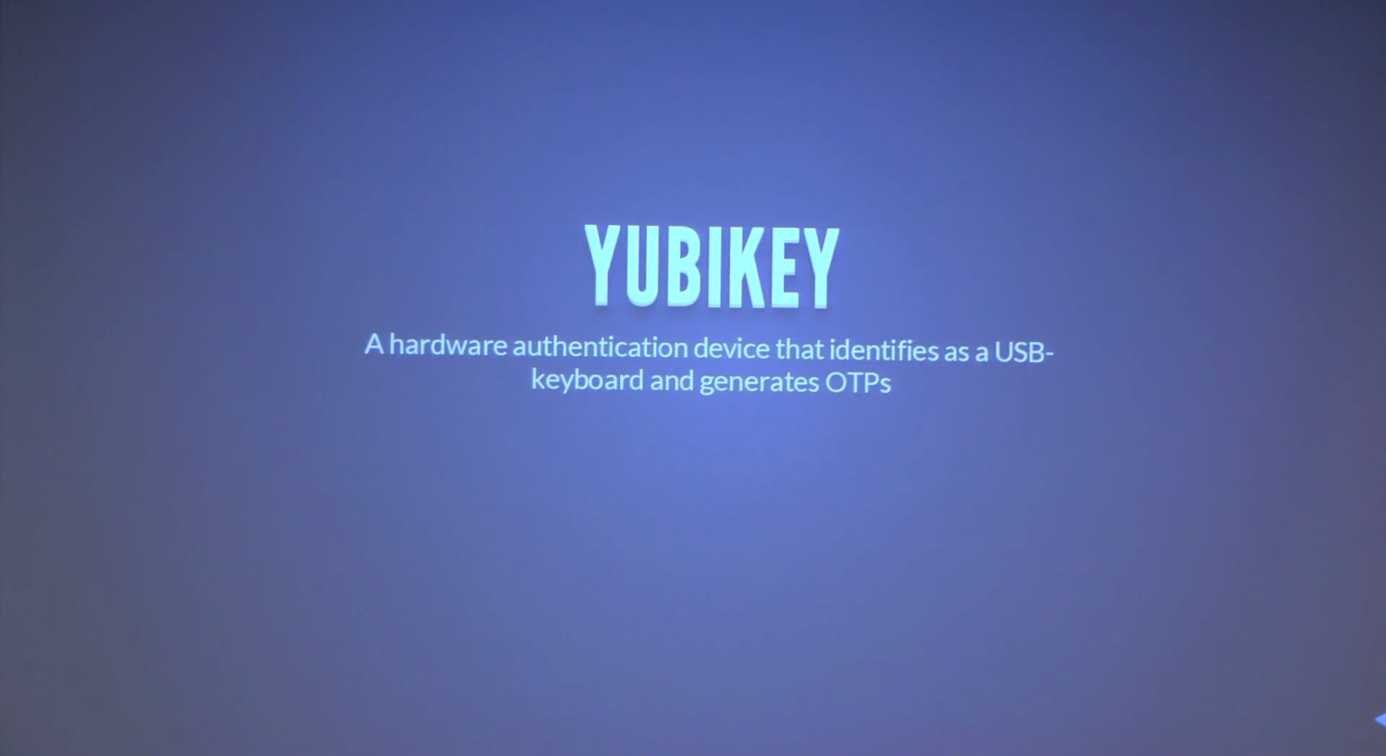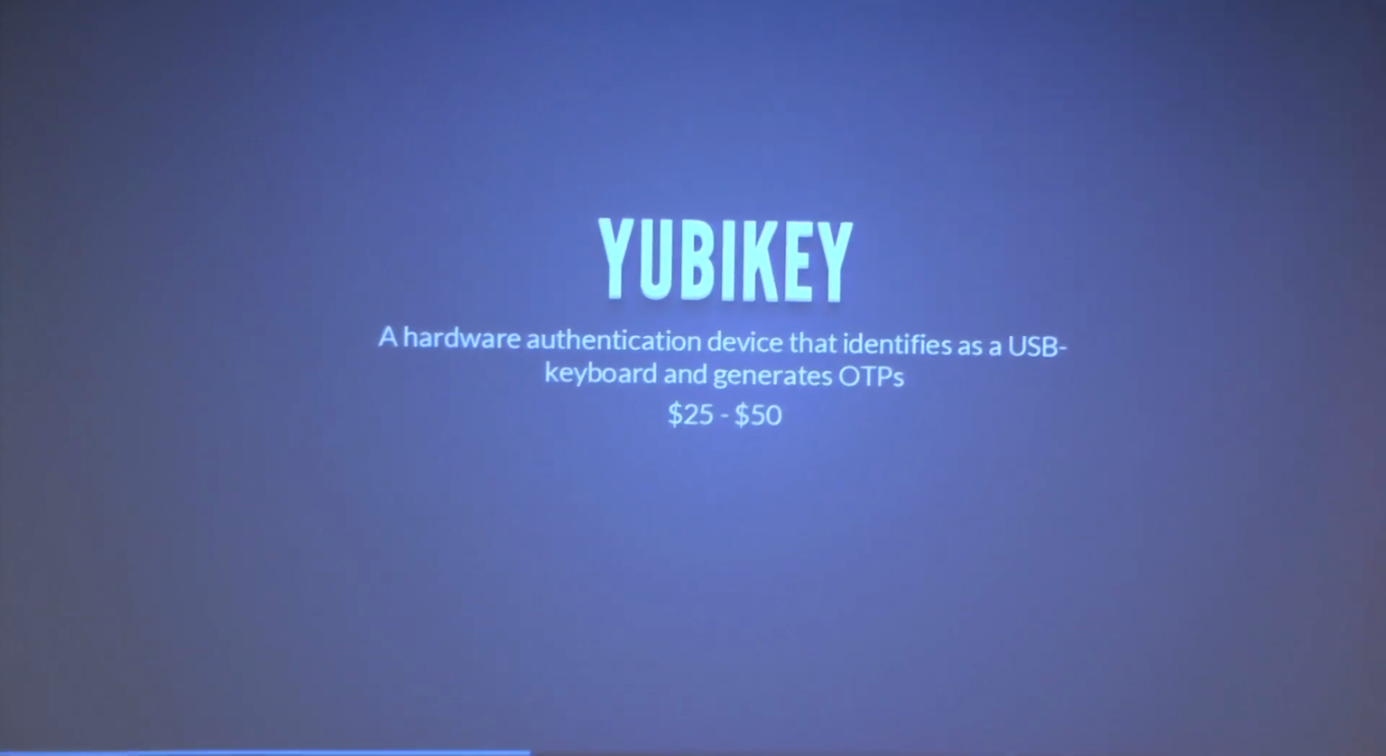So first up we have the YubiKey, which is a hardware device that you plug into your USB slot and it identifies as a keyboard. They range from about $25 to $50, depending on what you get. There's a standard, which looks like this. There's a nano, which is just a little bitty thing, and a neo, which has NFC capabilities, so you can do weird stuff with a phone if you have that support.